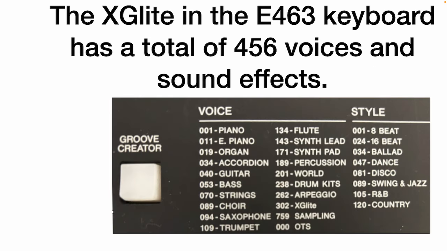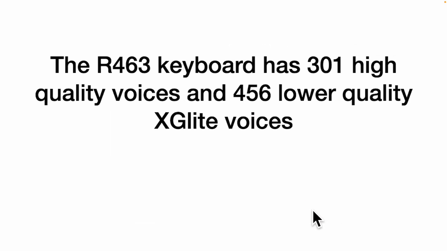Now, the XGlite in the E463 keyboard has a total of 456 voices and sound effects. And they start with voice 302 and they go all the way up to voice 758. So of the 700 and some odd voices in the keyboard, 456 of them are contained here in XGlite. So the E463, that should say E, typo, sorry, keyboard has 301 high quality voices and 456 lower quality XGlite voices.